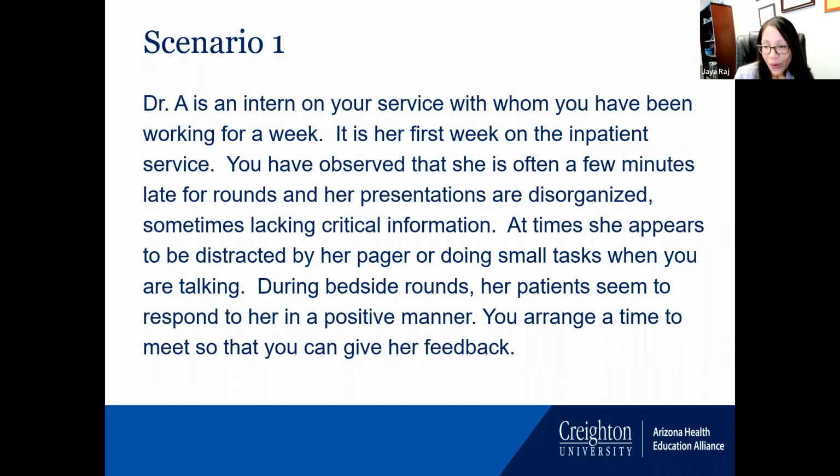All right, so again, using what we've learned from the models, the ask, tell, ask model and the script that we went over, how would you start off with your feedback? Can somebody please volunteer? What would your opening line be?